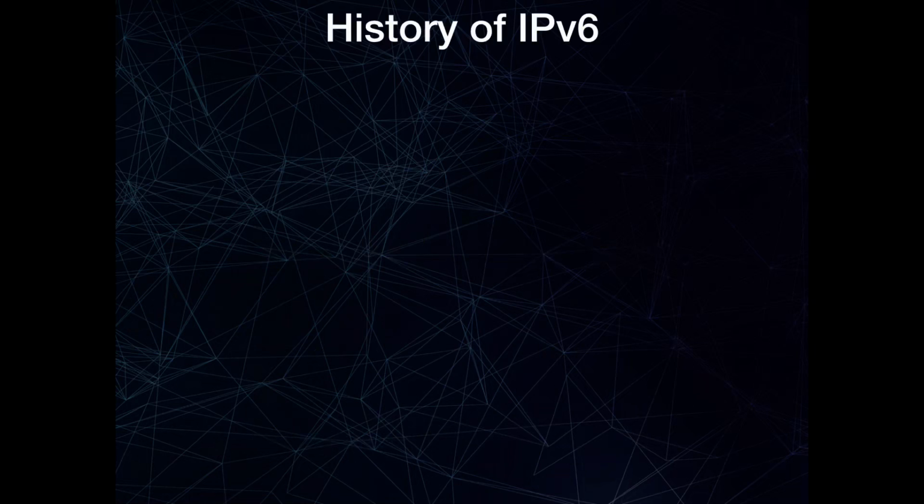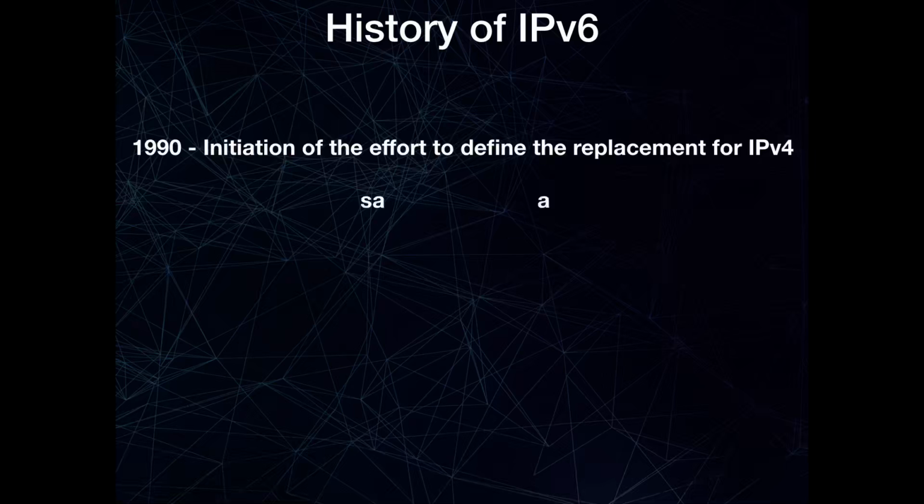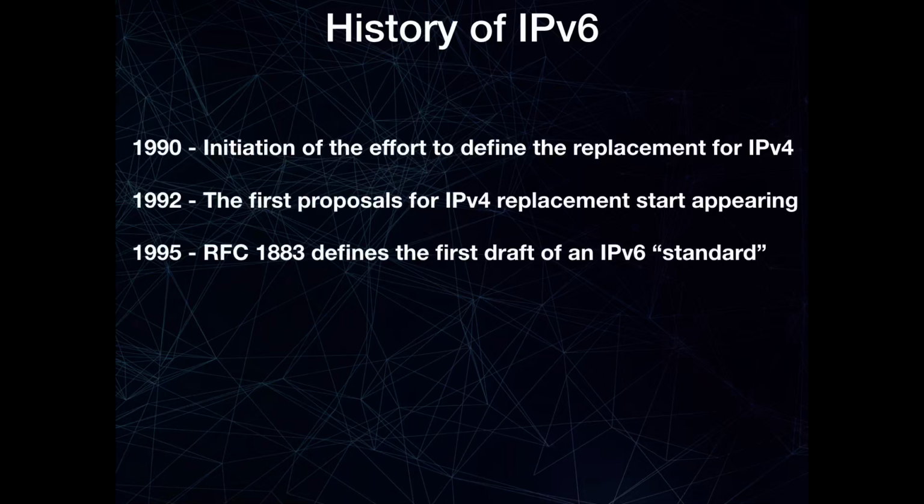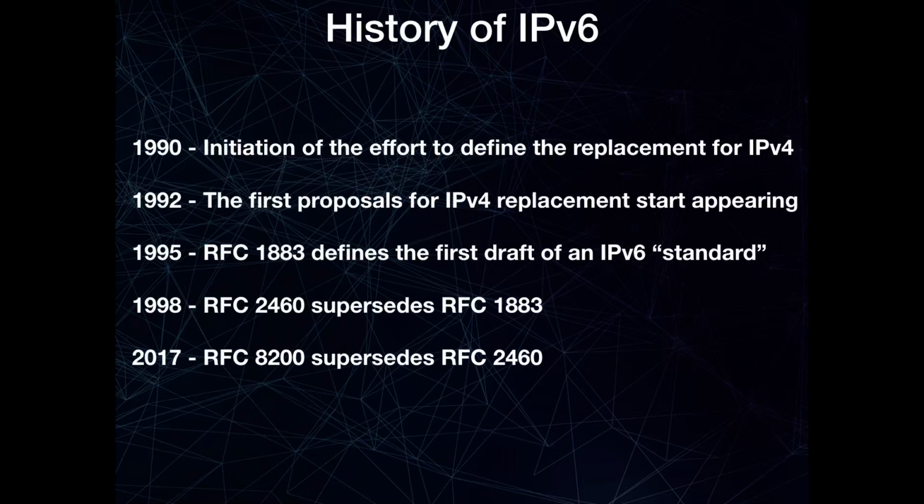So IP version 6, what's the history of it? In the 90s, when it was obvious we were going to run out of version 4 addresses, an effort was initiated to replace it. 2 years later, the first experimental protocols appeared. And then in 95, the first RFC appeared, the last one happening in 2017.